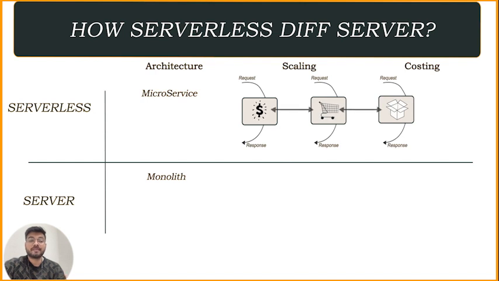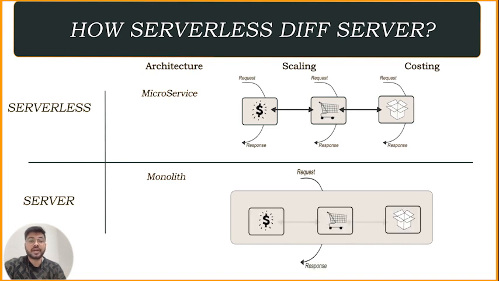as a whole. On the other hand, in a monolith architecture, we build the application as a whole, one unit. All these components like payment, shopping cart and inventory are in that one component.